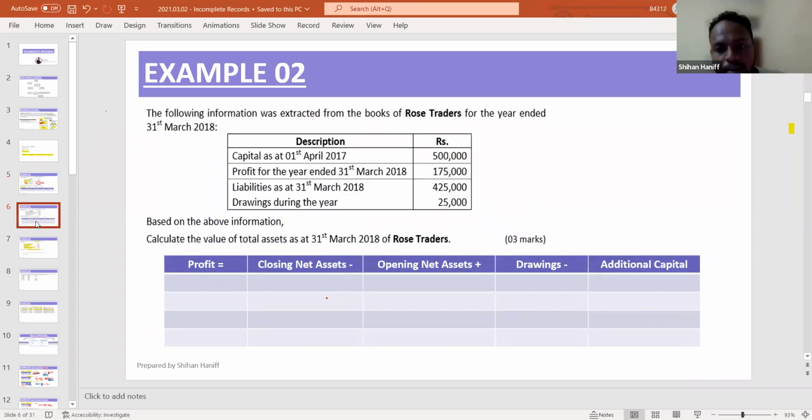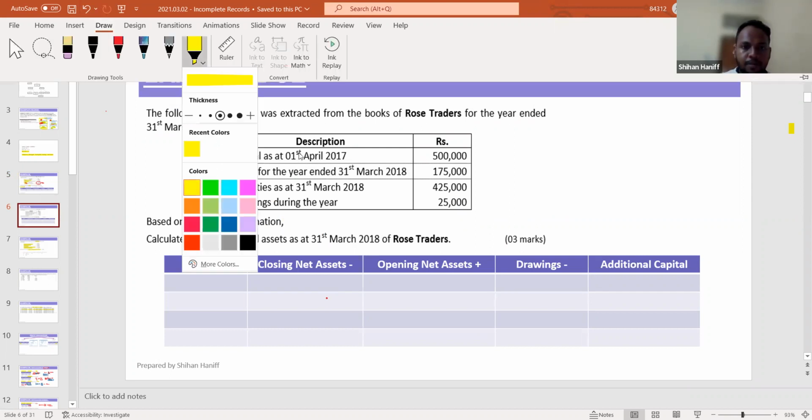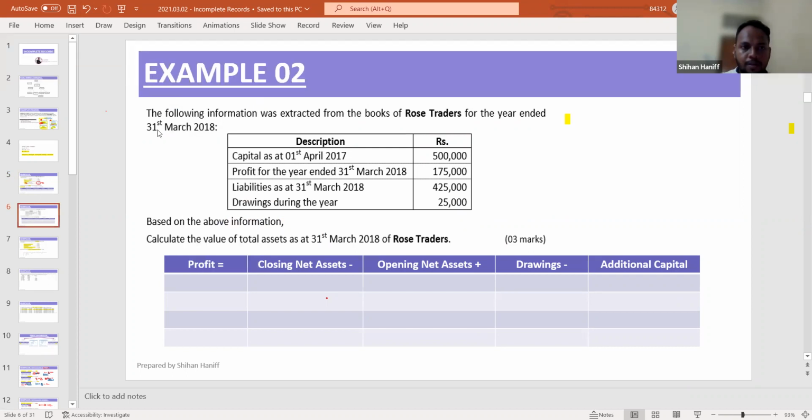Give me the answer for this. Example 2. The following information was extracted from the records of Rose Traders. 31st March 2018, 1st of April capital, profit is given, liabilities and drawings. Calculate the value of total assets as at 31st March. So this is the thing.